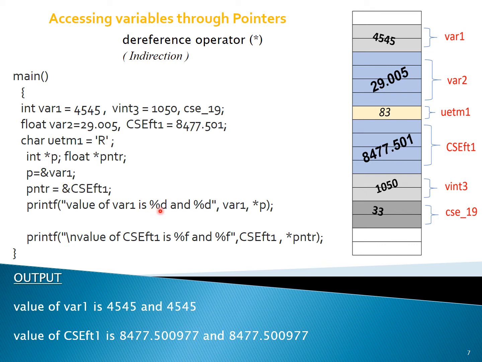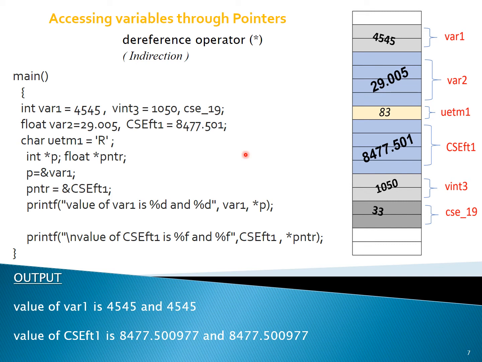So this one is %d, and we are accessing the contents of this variable using the variable name. This is the variable name, and the output is 4545. And here we are using the same variable through a pointer: 4545, the same contents without using the name of the variable. Instead we use the pointer, because this p pointer holds the address of this one.